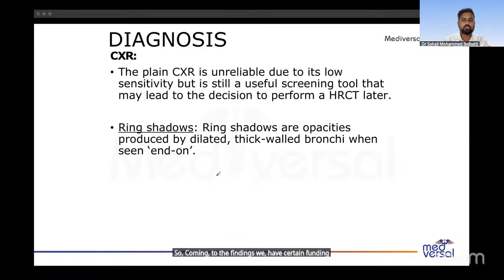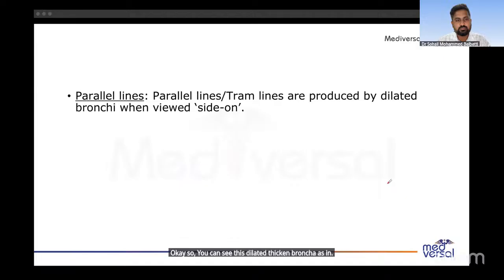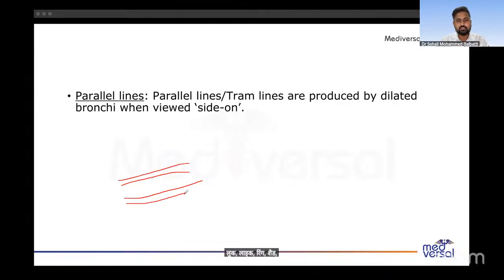Ring shadows are usually the dilated thickened bronchi. So this is a dilated thickened bronchi which is seen as an end-on. Okay, so you can see this dilated thickened bronchi as an end-on appearance. Similarly, we have parallel lines. These thickened bronchi, when you see end-on, they look like a ring shadow. But when you see as a side-on, okay, they look like a parallel line.